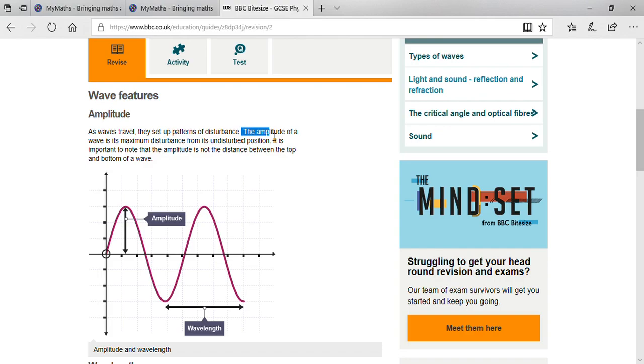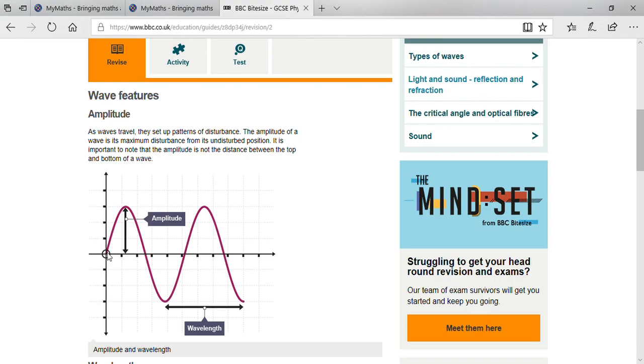So that means I was explaining amplitude there, beta. Amplitude is defined as the maximum disturbance from its undisturbed position. Undisturbed position means the mean position, beta. So amplitude is the maximum disturbance from the mean position. It is important to understand that the amplitude is not the distance between the top and bottom, because top and bottom would be up and down. Here it is only one side, either up or down, that is defined as your amplitude.